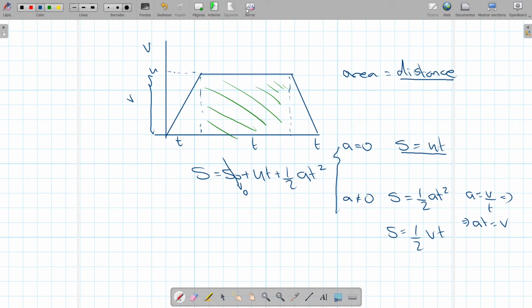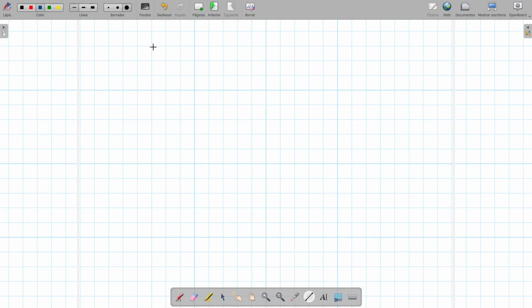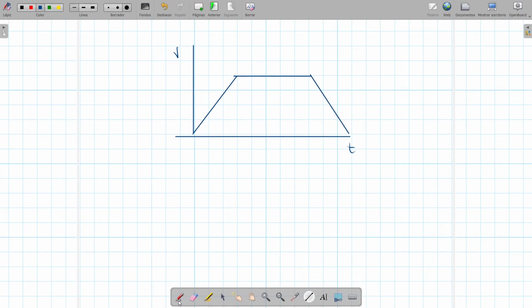If we have something like this, like the example we saw before, it is very easy because we just have to divide this into 3 sections, and that's going to be the area of 2 triangles, 1 and 2, and a rectangle.